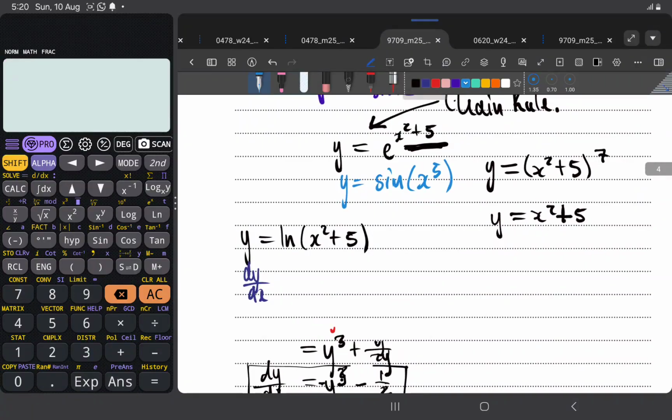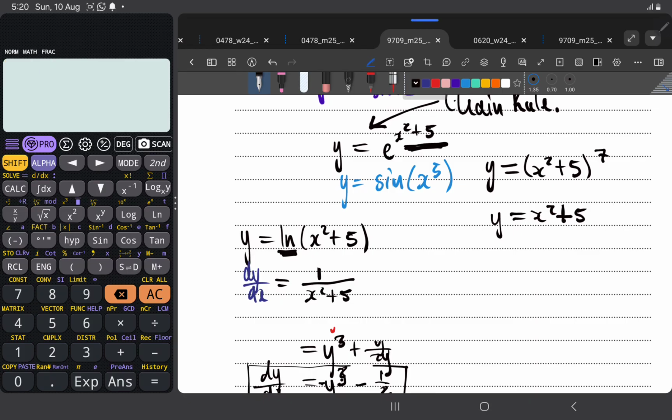Now let's come here. So we have ln of something which is not an x. So this is a composite function. Now how do I differentiate it? I start by differentiating the outside. What is the derivative of an ln? When we differentiated ln x, we got 1 over x, right? Now it is ln of something which is not x. So it is just equal to 1 over that something, x squared plus 5.